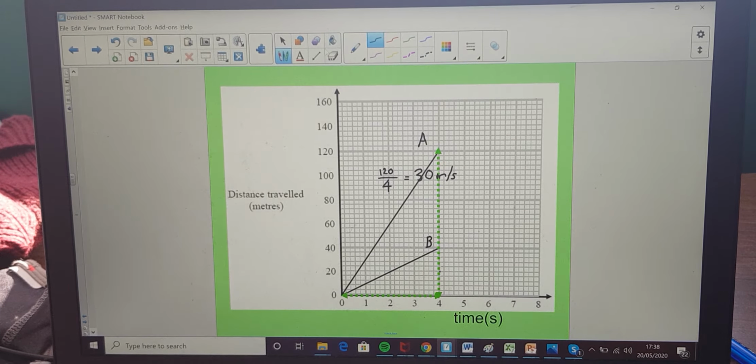Okay, let's just double check. So if I looked at the gradient of B, I know it goes 40 up. Gradient is distance up over distance across. And 4 across. So my gradient of B would just be 40 divided by 4. This one's going at 10 meters per second. So if I wanted to compare them.